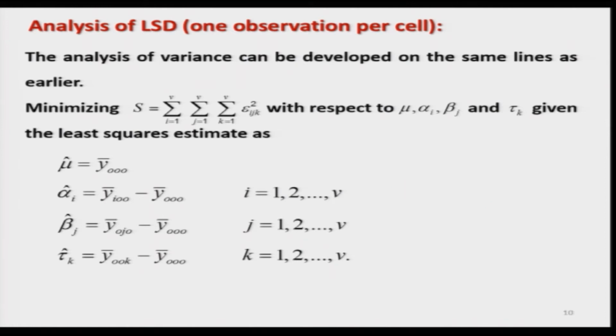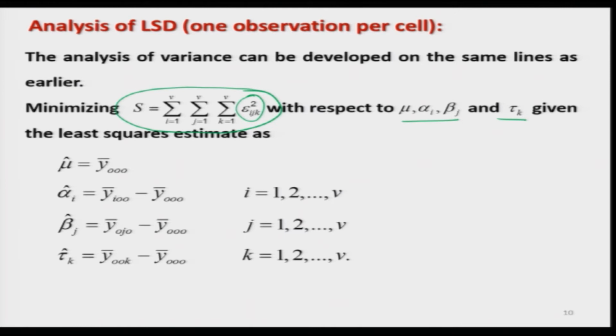That is now a very simple thing for you to find these expressions, but briefly I can give you the steps. We try to minimize the sum of squares due to random errors, which is the triple summation over i, j and k, all going from 1 to v, of epsilon square ijk. If you partially differentiate this S with respect to mu, alpha i, beta j and tau k, this will give you the normal equations.